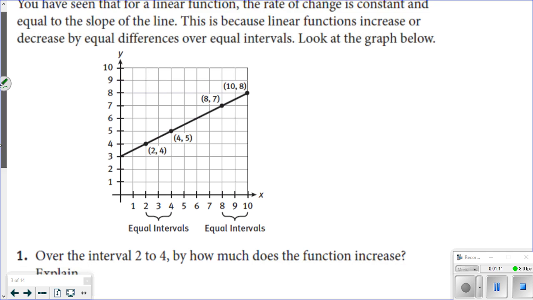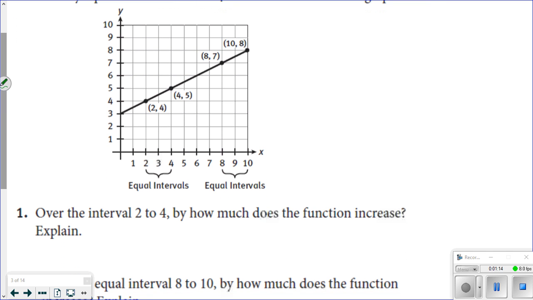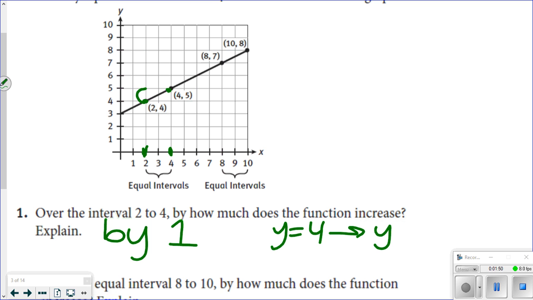Question 1. Over the interval 2 to 4, so if you're noticing right here, here's 2, here's 4, and they kind of map it out for you. How much does the function increase? So how much does it go up? So from 2 to 4, how much do we rise? We increase by 1. How do we know that? Because we start at a y value of 4, and then we jump to a y value of 5.